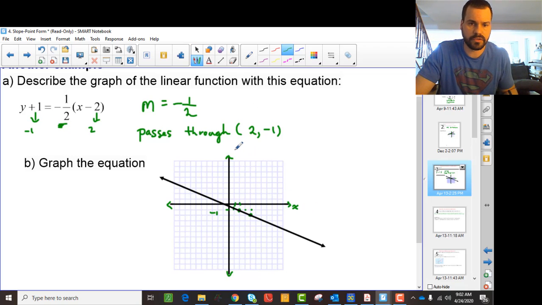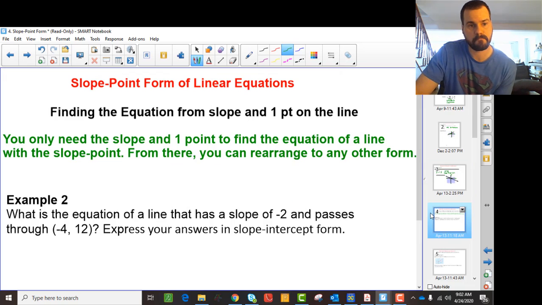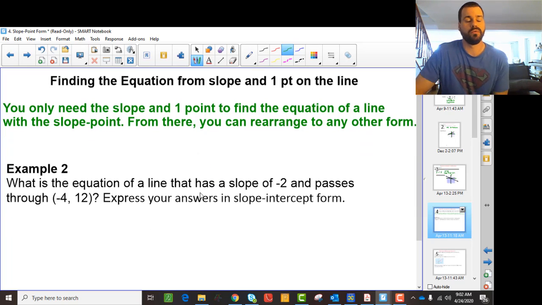So very similar to slope-intercept form. It's just that we start at whatever point we're given as opposed to starting at the y-intercept. Now, in order to fill in this equation, we just need a point and the slope. That's all we need. So once we fill it in, then we can rearrange it to any other form.